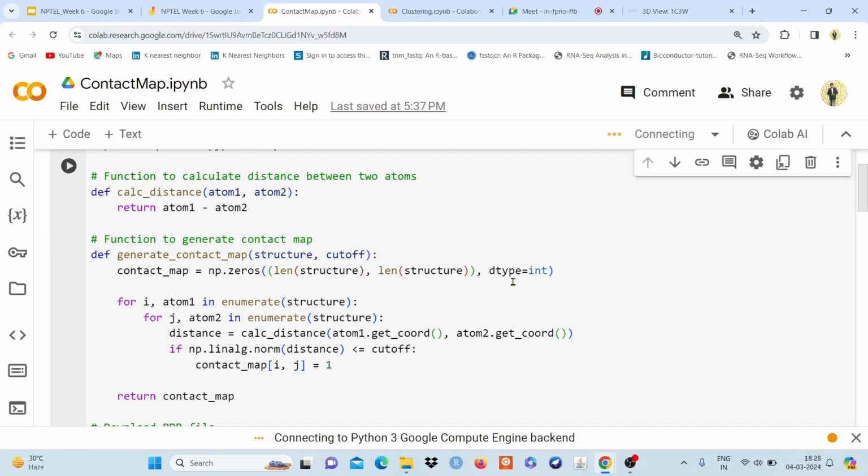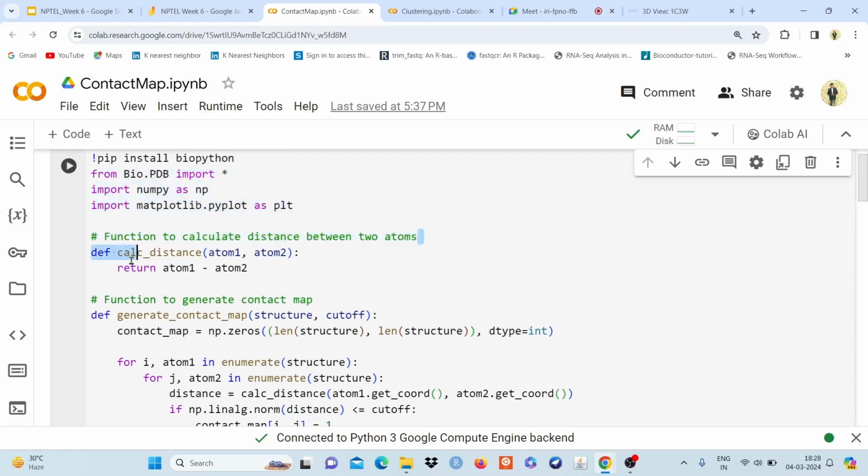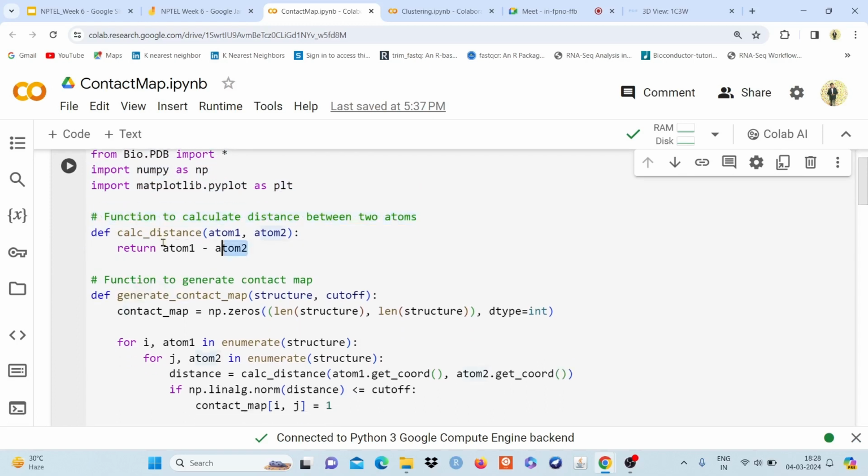So here first I defined a function to calculate the distance between two atoms. These two atoms mean the distance between two atoms in two different sequences. The final output of this function will be a pairwise distance matrix.